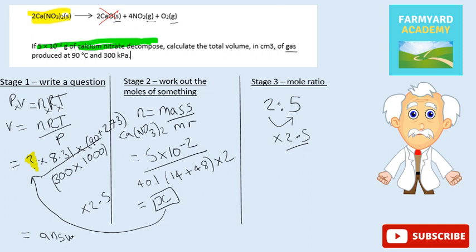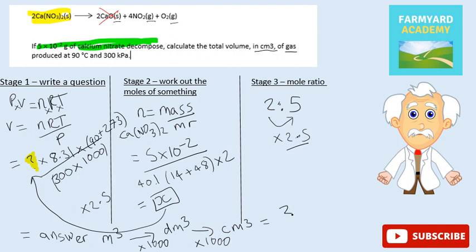Now, if we look at the question, there's still some marks available, because in the ideal gas equation, that answer will come out to be metres cubed. And the question doesn't want it in metres cubed, it wants it in centimetres cubed. So we need to remember that to get from metres cubed to decimetres cubed, we multiply by 1,000. And then to go from decimetres cubed to centimetres cubed, we also multiply by 1,000, like so. Then if you do that, you get the final answer, and make sure it's in 3 significant figures.